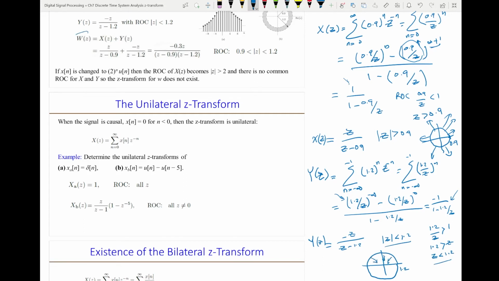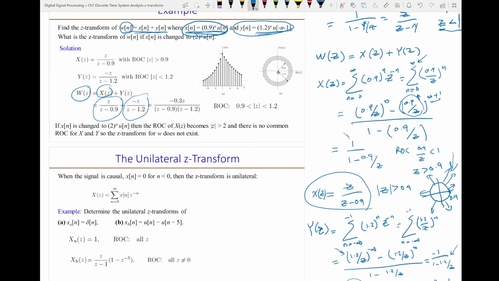So W of z will be X of z that we found here, plus Y of z, which is this one. The region of convergence for this one is larger than 0.9, and for this one is less than 1.2. So the common region between the two will be this. It has to be larger than 0.9 for the causal signal, and for the anti-causal it has to be less than 1.2. So the common region for both will be this shaded one.